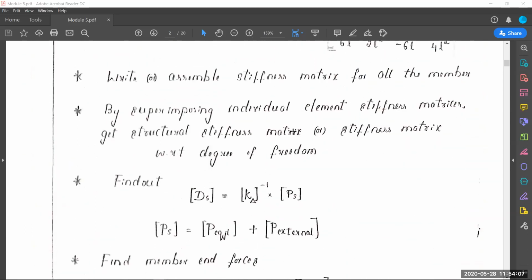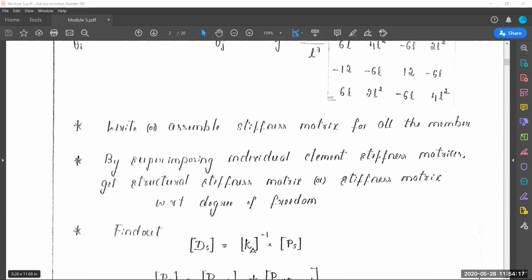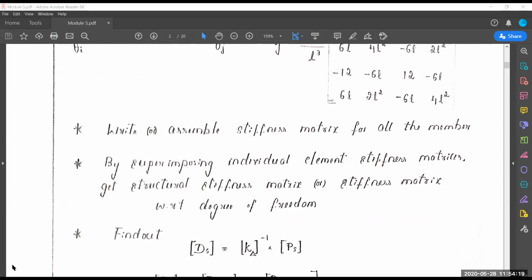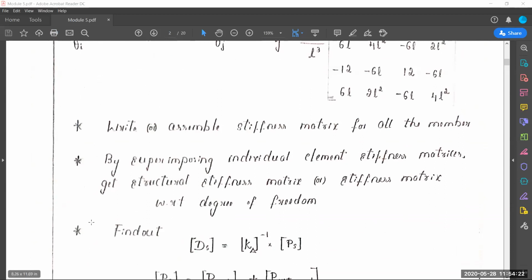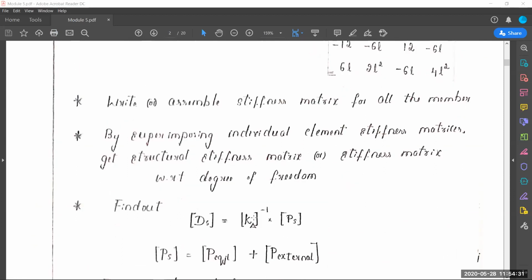You have to memorize this formula by heart. Next, finding FEM and P EQJL, everything will remain the same here. Once you find the stiffness matrix for the individual spans, you have to merge them. That is what I have written here. By superimposing the individual element stiffness matrices, you are going to get the structural stiffness matrix, denoted by K delta. I'll tell you about the superimposing while solving the problem.